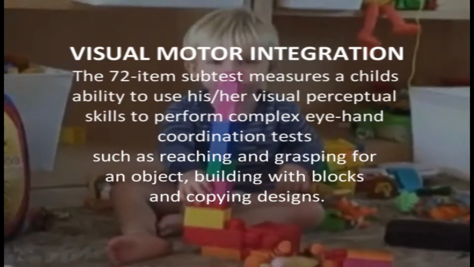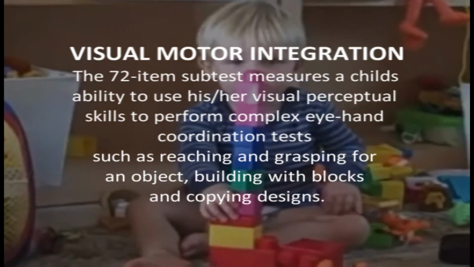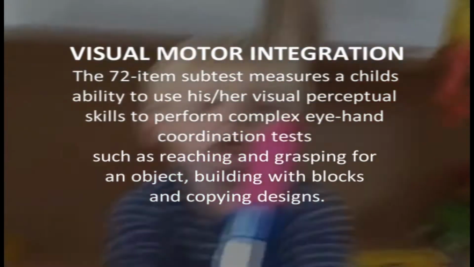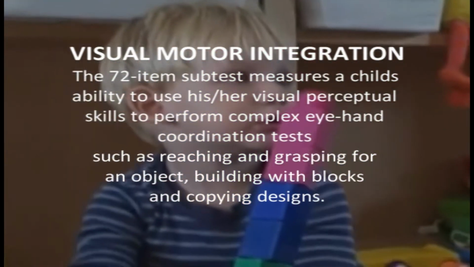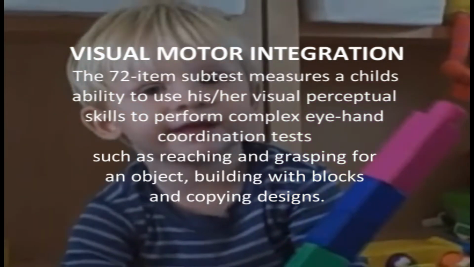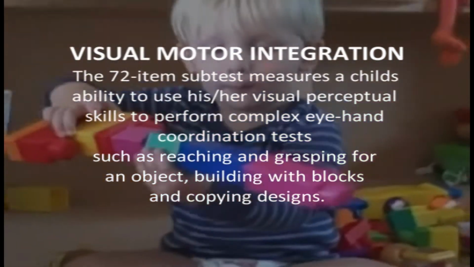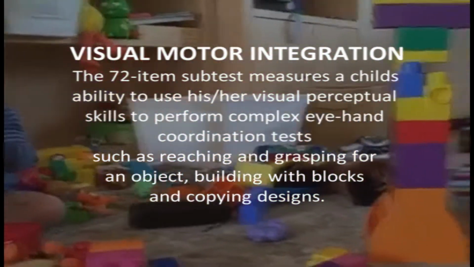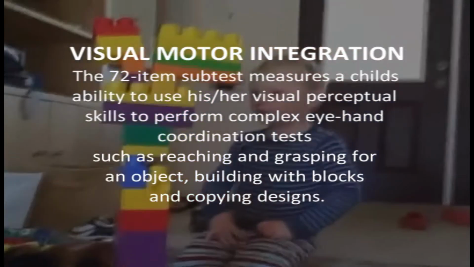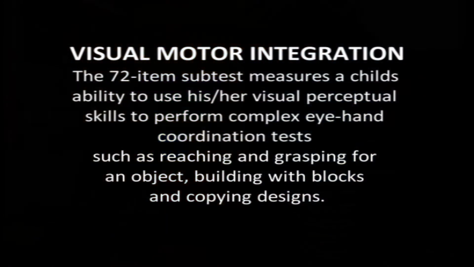Visual motor integration. The 72-item visual motor integration subtest measures a child's ability to use his or her visual perceptual skills to perform complex eye-hand coordination tasks, such as reaching and grasping for an object, building with blocks, and copying designs. Here is an example.